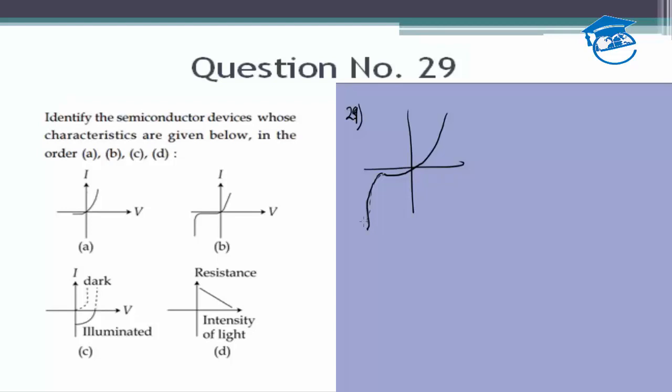So option A is the simple diode, option B is the Zener diode, option C you already know is the solar cell. There's a graph of this in the NCERT book. So the answer to this will be option 1.